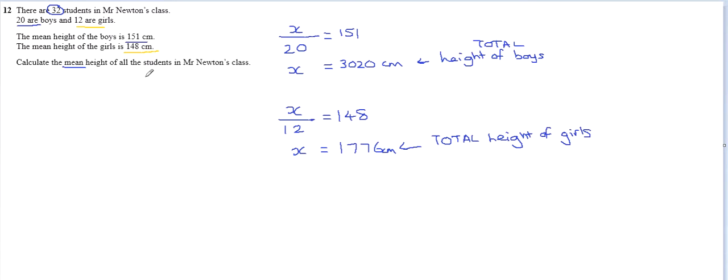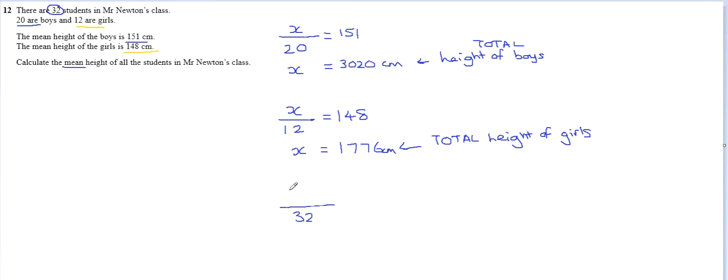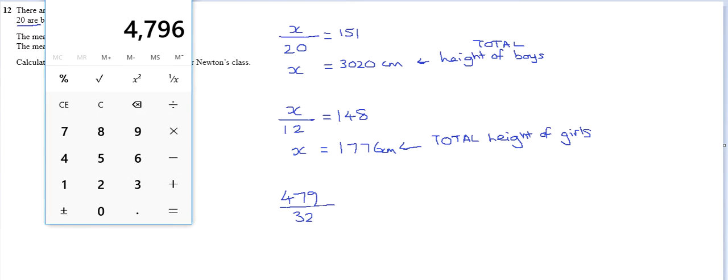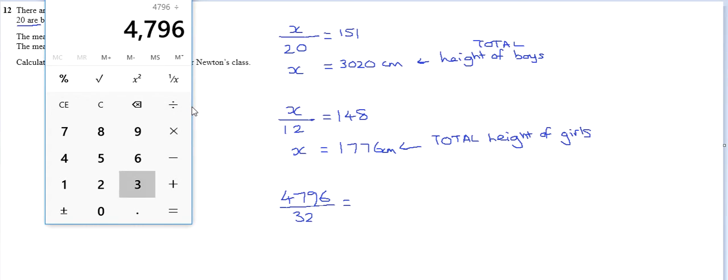So to find the mean of all of them, we need to add these two things together, the two totals together, and then we're going to divide it by how many people there are, and that's 32. So let's add those now, and we get 4,790.6. Okay. And now we're going to have to divide that by 32. So it's the total height of everyone in the class divided by how many people there were. So let's just pop that in, divide by 32, and there you have it there, 149.875.